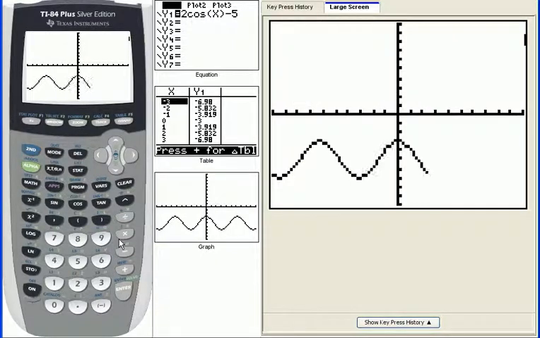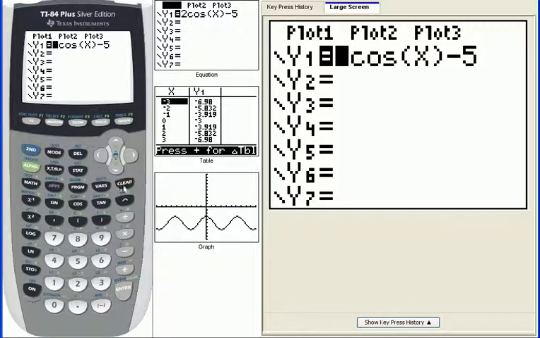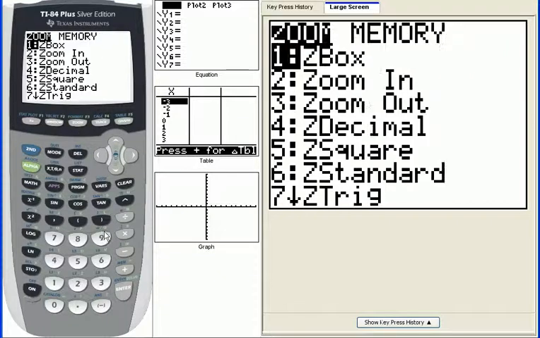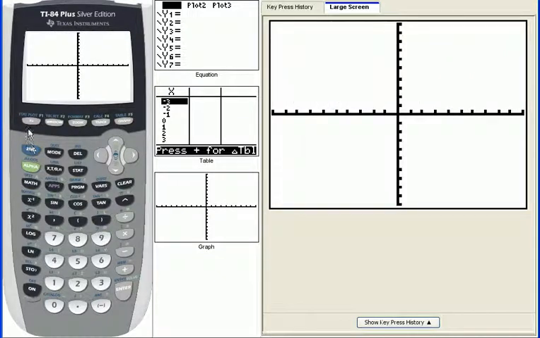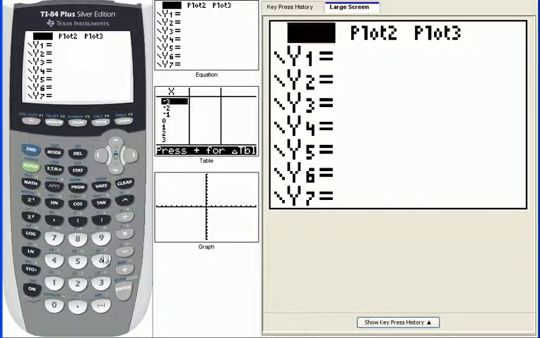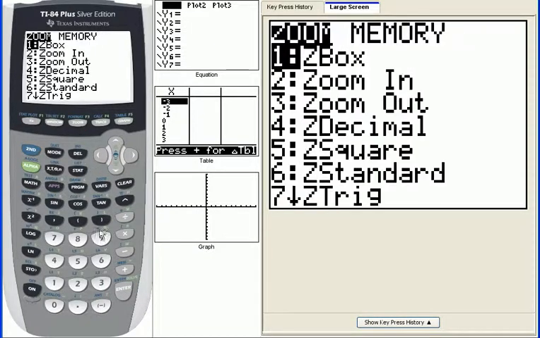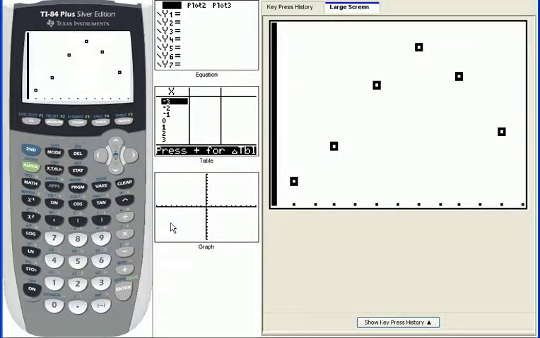Here comes the graph, and it looks a little bit like the one we did before. Oh, that's why. Let me get rid of this. That's why it looked exactly like it. So let's hit zoom 9, and we need to turn on our stat plots. That's the problem. So turn on plot 1, enter, come down, zoom 9. Here is our graph. Now this kind of follows and it looks like an upside down cosine maybe, but it could also be part of a sine function.